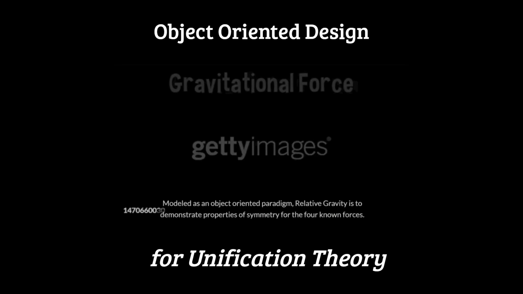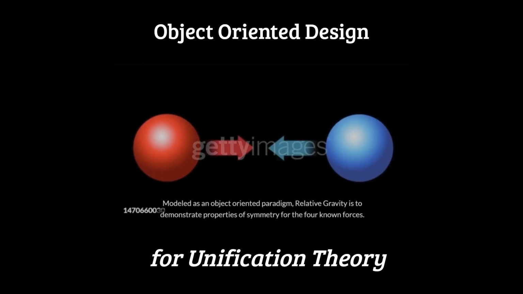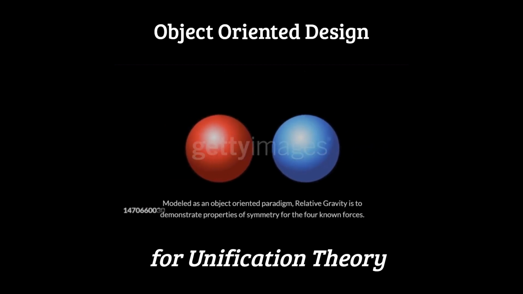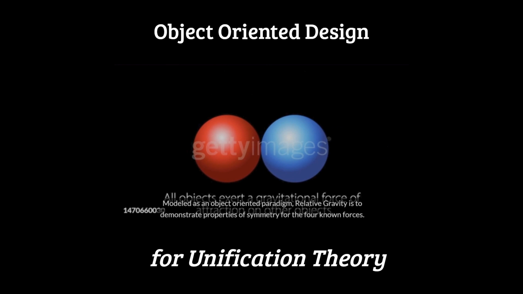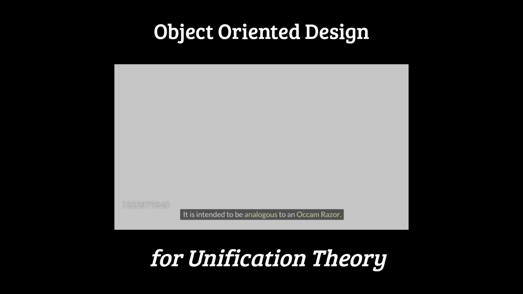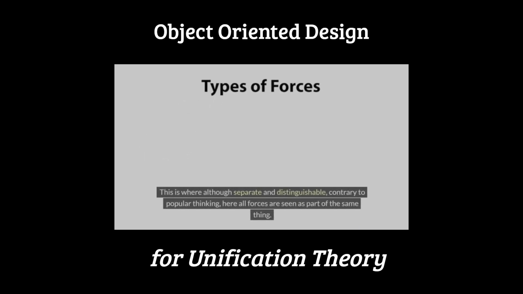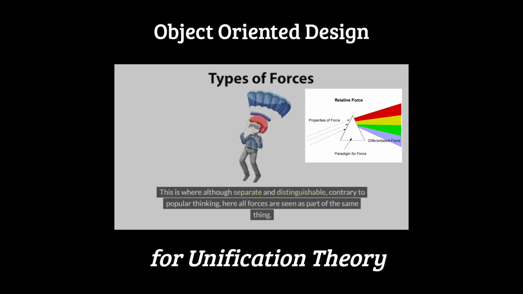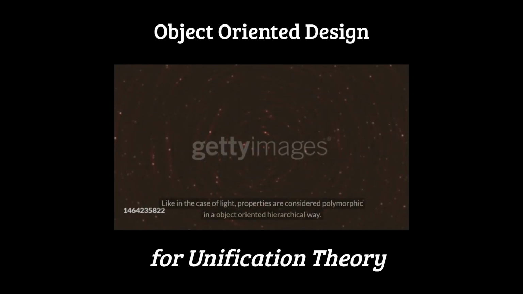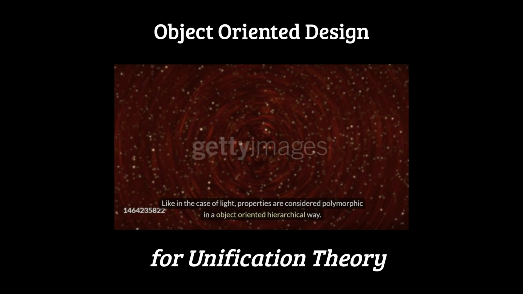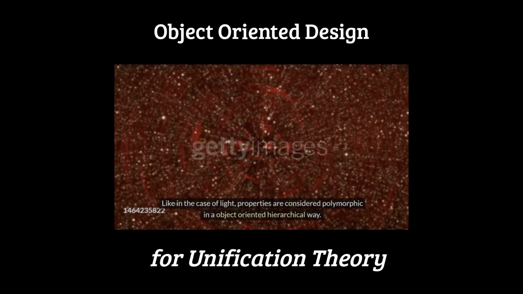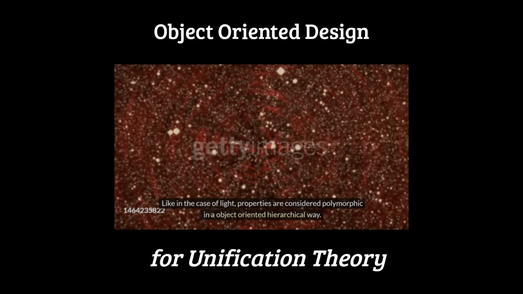Modeled as an object-oriented paradigm, relative gravity is to demonstrate properties of symmetry for the four known forces. It is intended to be analogous to an Occam razor. This is where, although separate and distinguishable, contrary to popular thinking, here all forces are seen as part of the same thing. Like in the case of light, properties are considered polymorphic in an object-oriented hierarchical way.